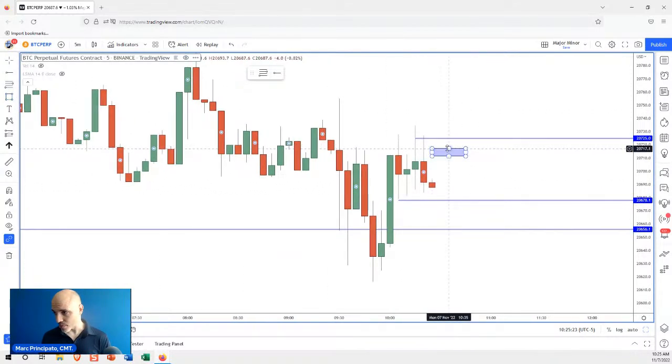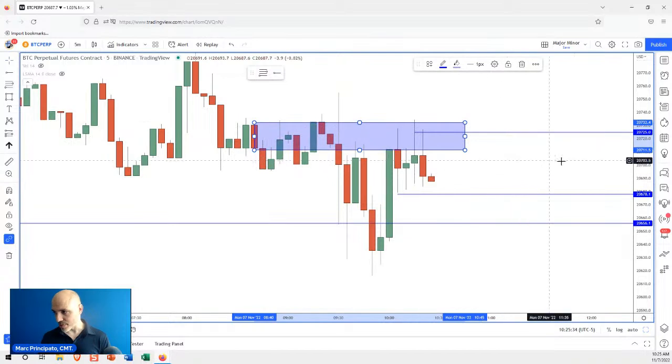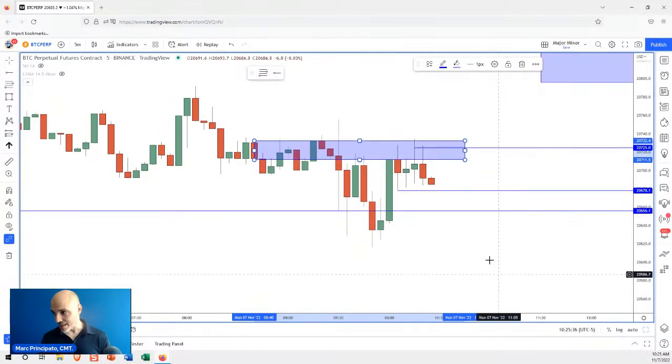This resistance right here is basically established. I mean, look, it's a lower high. If I can just draw this rectangle, okay? This is basically a lower high. It's a resistance area, right? The market's rejected it, and this thing looks like garbage.